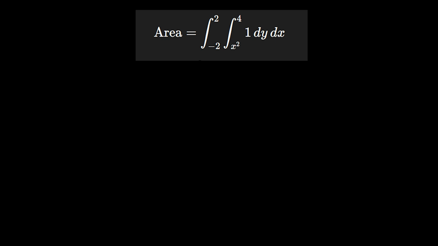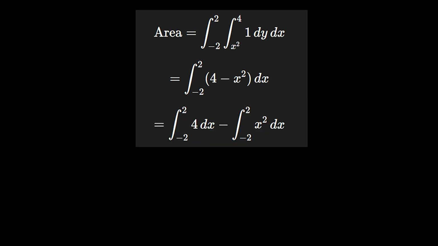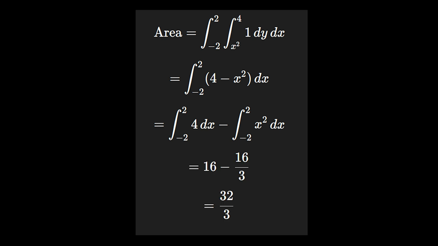In our next example, x squared is part of our bounds. This doesn't change anything, as we're still going to treat x as a constant. After doing this, we can solve for our inner integral, which will work out to be 4 minus x squared. After this, it looks like a familiar integral you've already solved, and eventually works out to be 32 thirds.